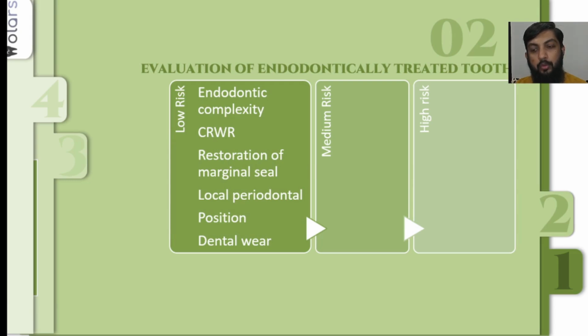And occlusion is favorable in low risk. Occlusion is also favorable, might be slightly unfavorable in medium risk, but it is unfavorable in high risk. In dental wear, there's a minimal dental wear in low risk, but there is high static demand causing it to be placed in medium risk, with moderate dental wear. In high risk tooth, there is so much dental wear that it is being compromised in function.